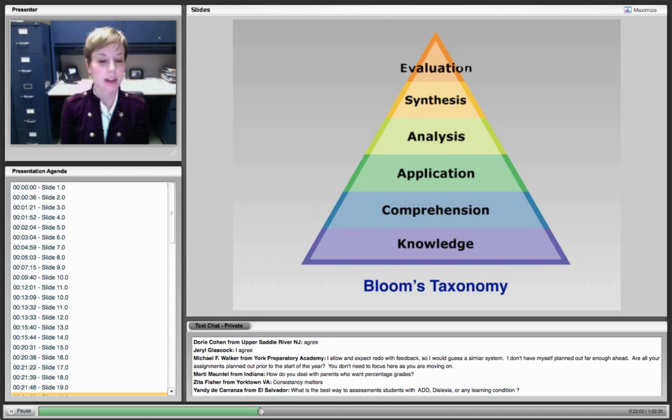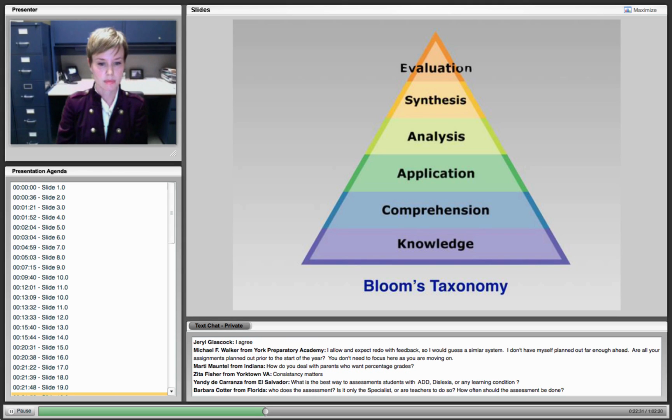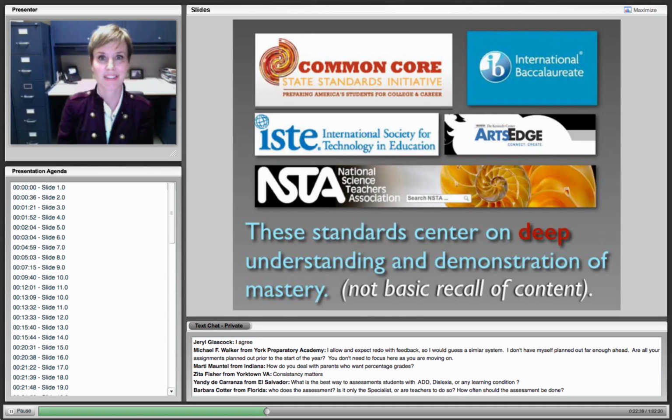Our assessments need to not be rooted in recall. Our tasks need to be pushing students to higher levels, which often means going beyond our traditional tests. So the person who asked, do we continue to reassess until mastery? That's really what we're talking about. We're talking about fostering mastery, not just characterizing performance and moving on. So the best way to assess students with ADD, dyslexia, or other learning disabilities, we're going there. We're just still in the foundations right now.